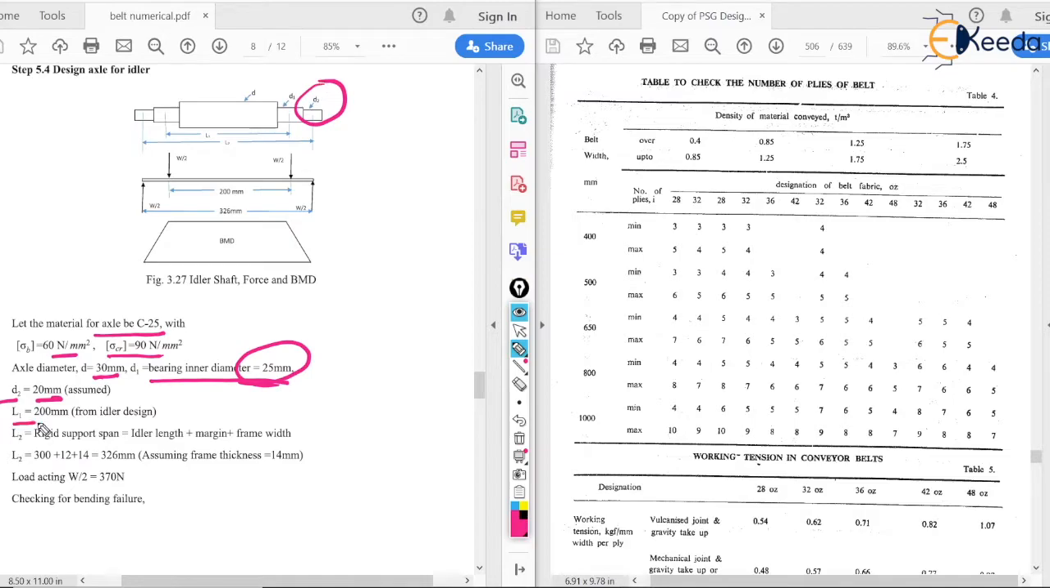Now let L1 be equal to 200 mm, which we have taken from the idler design. Then L2 is the rigid support span, that is, idler length plus margin plus frame width. The idler length is 300 mm, which we have already calculated. Then we have the margin and the face width, so it is 326, assuming the frame thickness as 14 mm. The load acting here will be W by 2, that is 370.